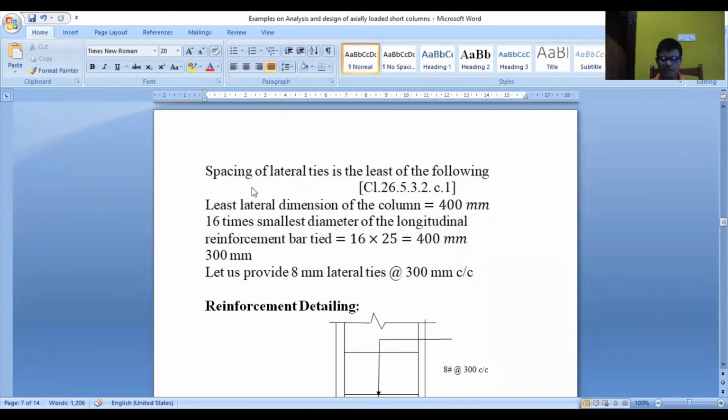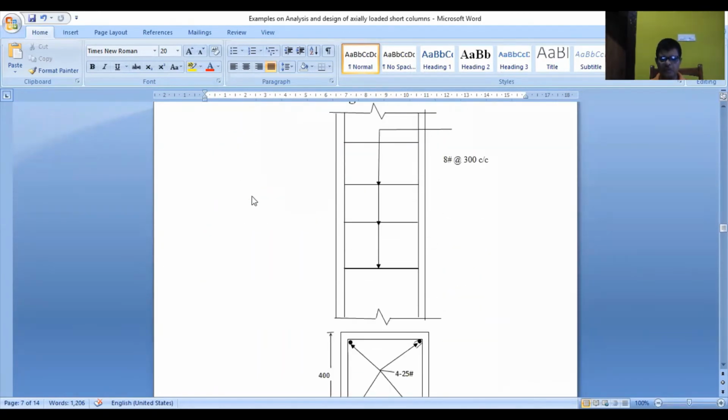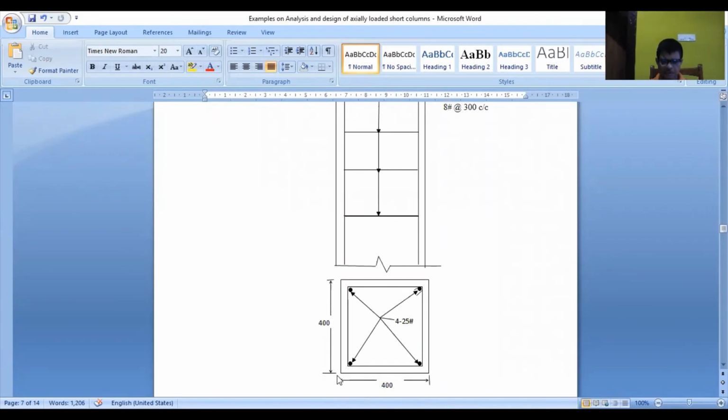Now once you do all these things, then you have to do the detailing of the reinforcement. Now see, for detailing of reinforcement, you have this section 400 by 400. Then the lateral ties, this is your lateral ties, that is 85.